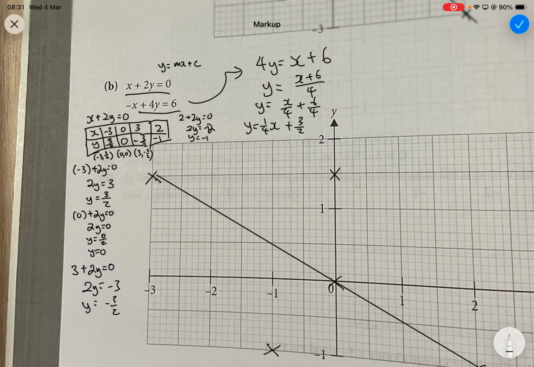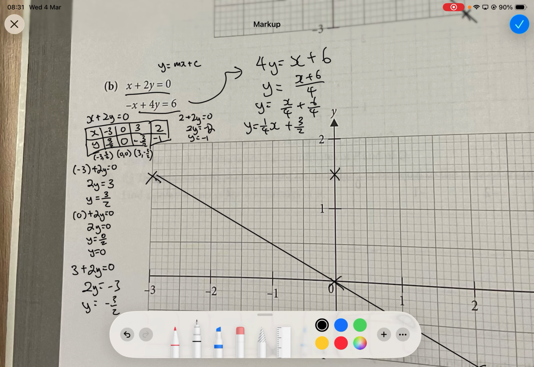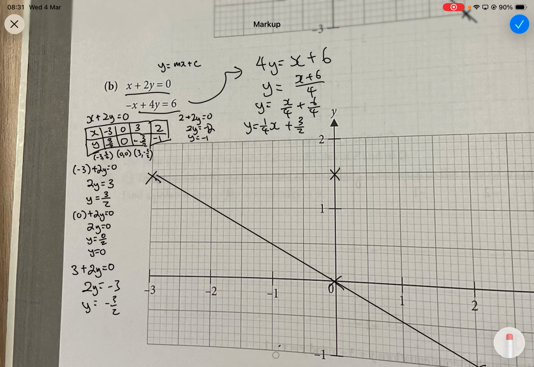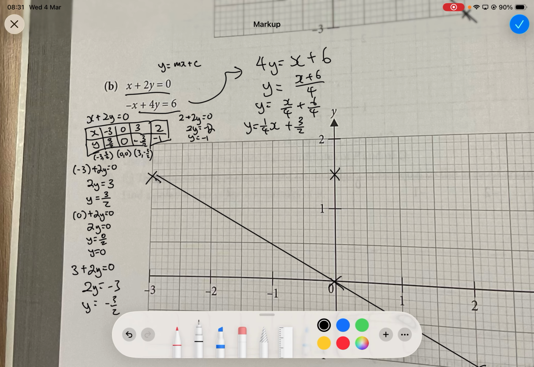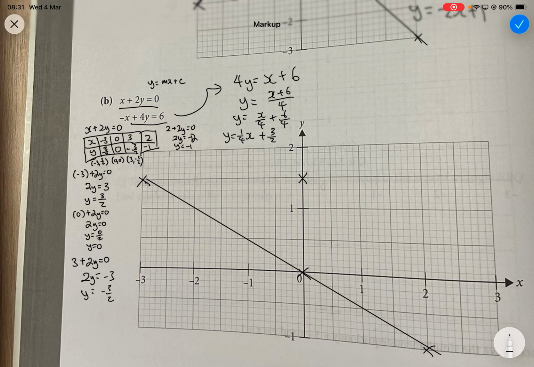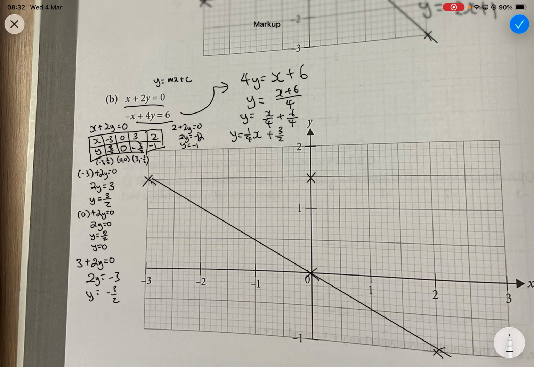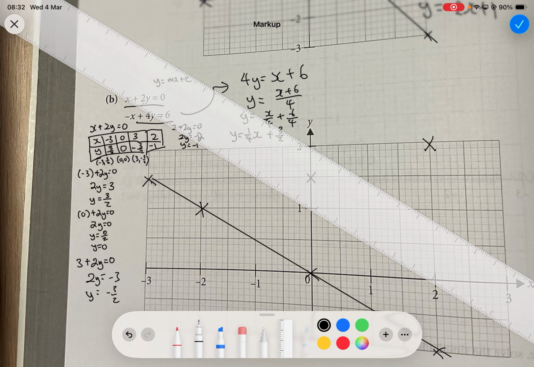Hey, sorry, 1/4. 4 steps, then move 1. My mistake. 4 steps, then move 1 step. So 2 steps will move half a step, right? Moving upward. 1 step, 2 steps, it will move up half a step. Okay? So it will move through here. Then every 2 steps, 1, 2. It will move down half a step. Like that. Okay? So your second line will look like this.